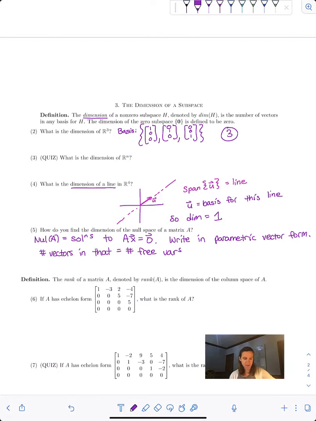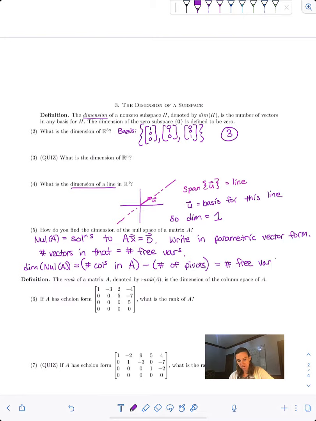You can figure that out by counting pivots and subtracting the number of pivots from the number of columns. So the dimension of the null space of A equals the number of columns in A minus the number of pivots. Another way to think of that is the number of free variables. This makes sense because a free variable is free. It's a degree of freedom. So the dimension is the number of degrees of freedom you have, the number of directions you can move in.